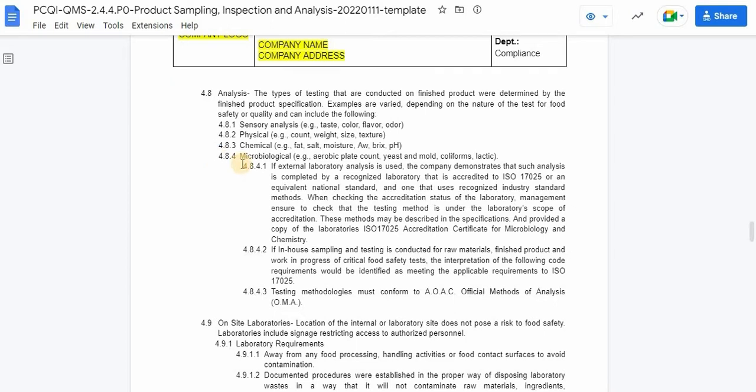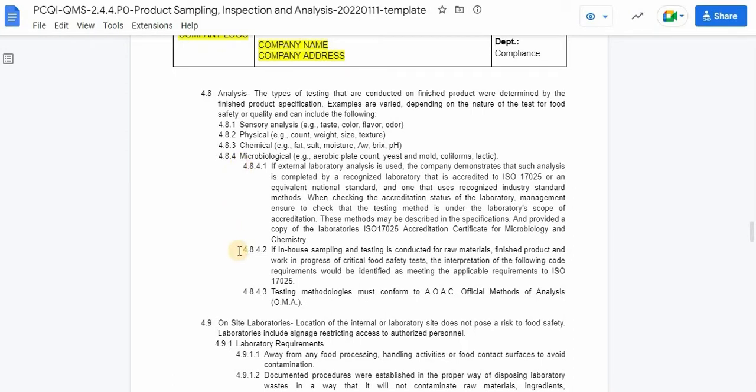If external laboratory analysis is used, the company demonstrates that such analysis is completed by a recognized laboratory that is accredited to ISO 17025 or an equivalent national standard, and one that uses recognized industry standard methods. When checking the accreditation status of the laboratory, management ensures to check that the testing method is under the laboratory's scope of accreditation. The methods may be described in the specifications, and a copy of the laboratory's ISO 17025 accreditation certificate for microbiology and chemistry is provided.